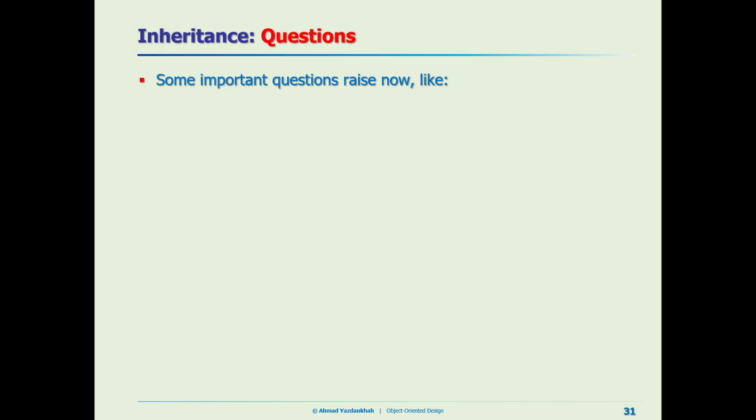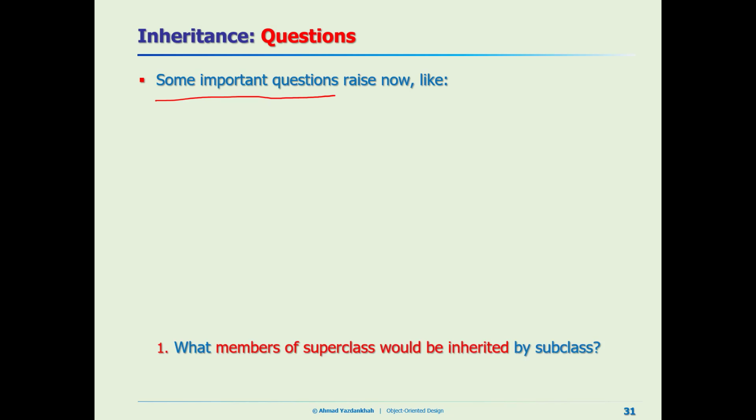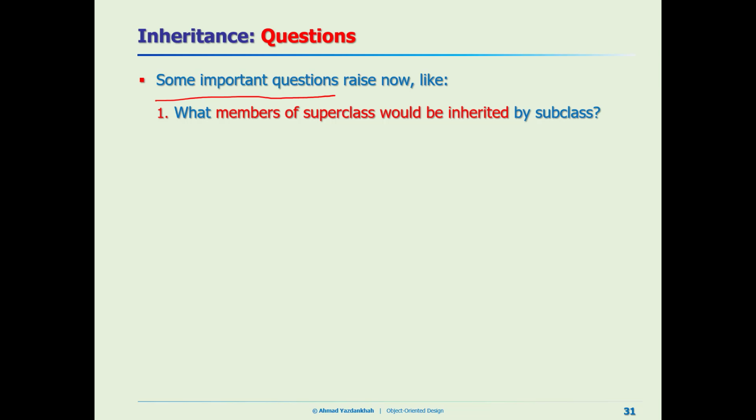All right. So up to this point, we learned what the inheritance is, how we can show it by the UML diagram, but some very important questions are raised here. So, what members of superclass would be inherited? This is a very important question, right?